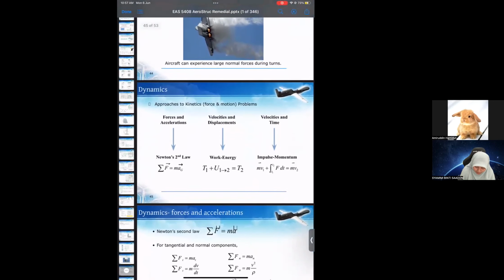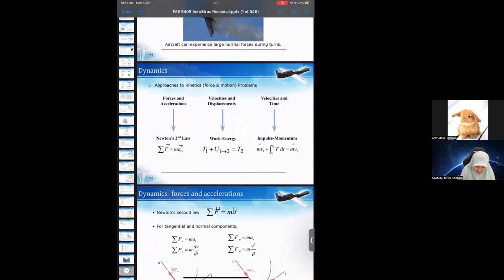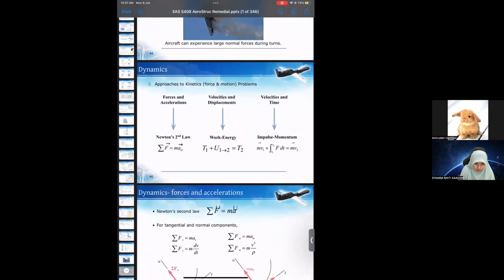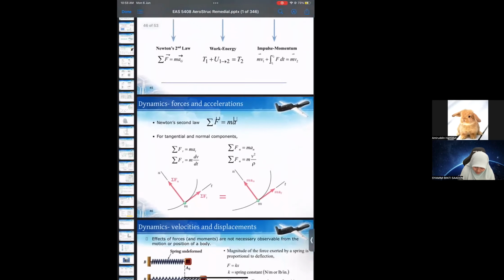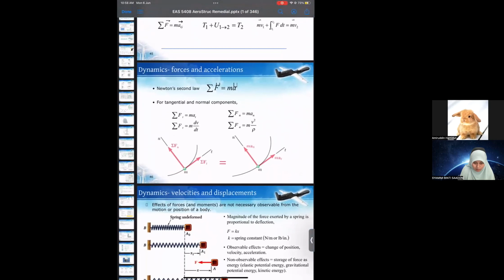By understanding this, we can use these principles: force and acceleration using Newton's second law, velocities and displacement using the work and energy concept, and velocities and time using the impulse momentum formula. Let's take a look at Newton's second law. This is one of the most important laws: the sum of the forces equals MA.